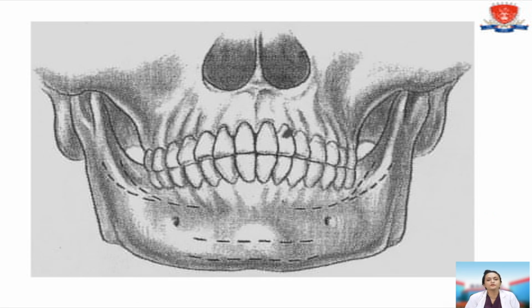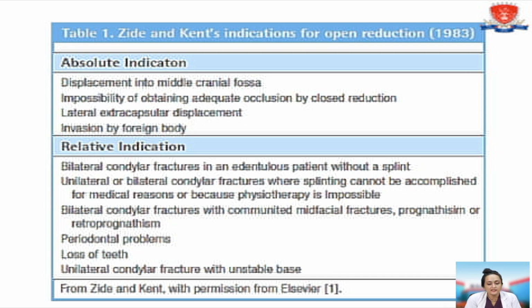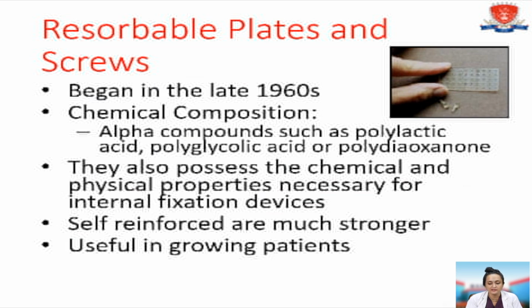So what are the absolute indications for plating? Displacement into the middle cranial fossa, impossibility of obtaining adequate occlusion by closed reduction, then you have to go for open reduction. Lateral extracapsular displacement, and invasion by a foreign body. Then there are resorbable plates. You can see in this diagram, resorbable plates are also there, which are made from polyglycolic acid or polydioxanone.